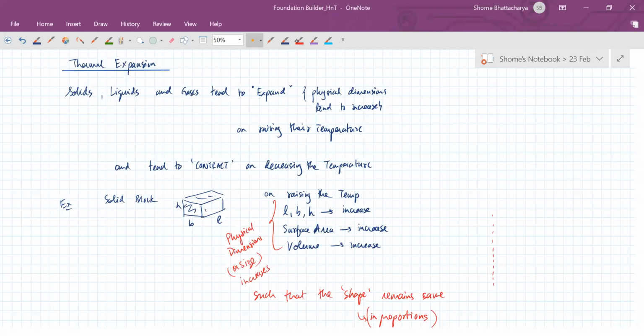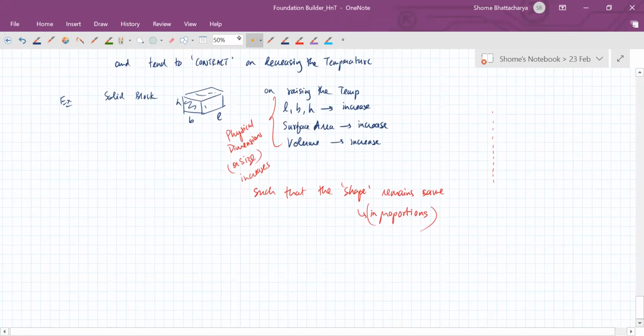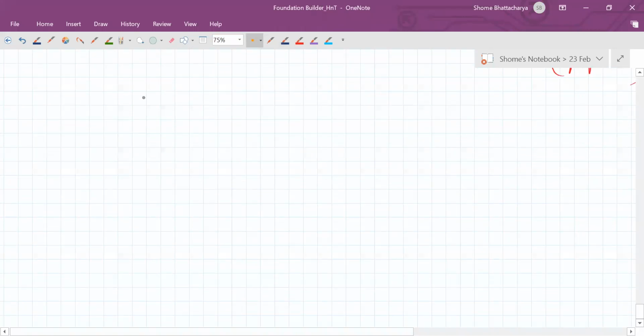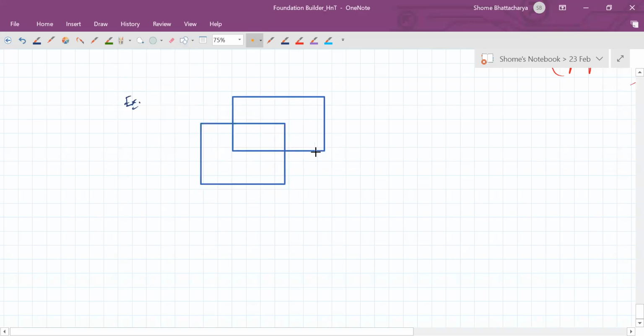Yes, and that's what we mean by proportion. We mean the ratio of the measurements. So I'll explain with an example what we mean by this. Suppose, for example, we have a cuboid like this, whose dimensions at some temperature, at temperature T1, are L1, B1, and H1.